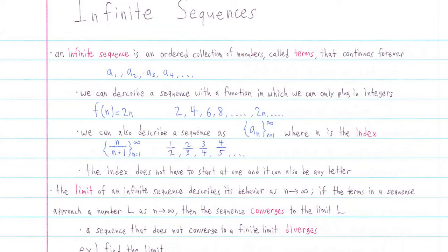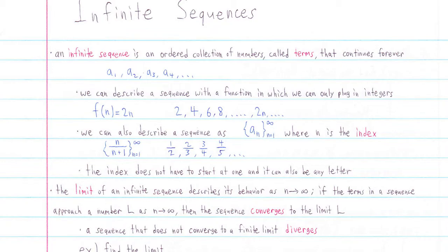So an infinite sequence is just a bunch of numbers in some kind of order that continue forever. Each of those numbers is called a term, and they're usually represented with an A and then a subscript. So the first term is A1, the second term is A2, and so on. An example of a sequence would be all the even numbers, say 2, 4, 6, 8, etc.